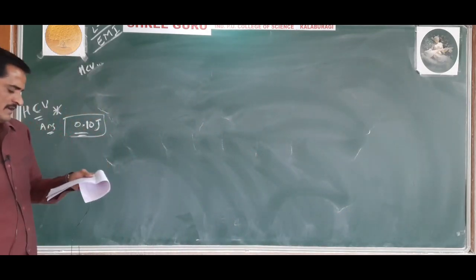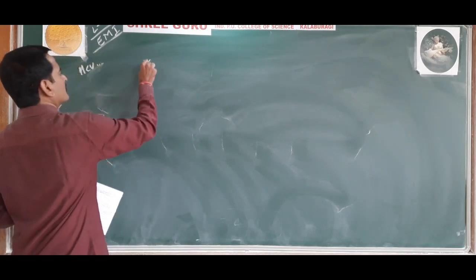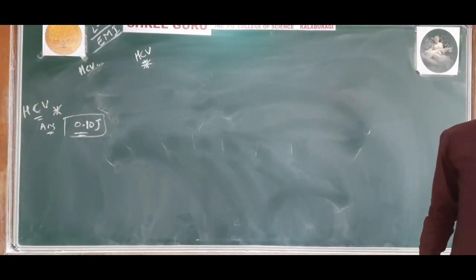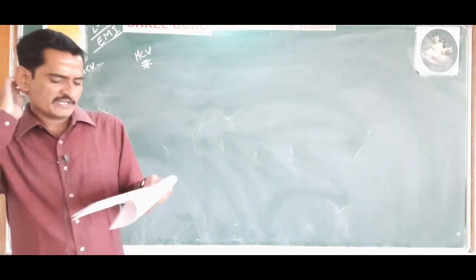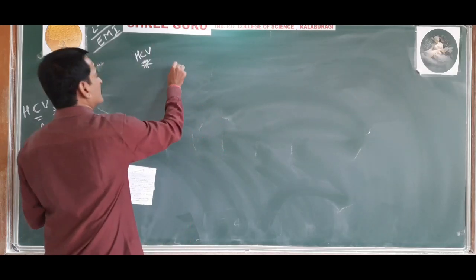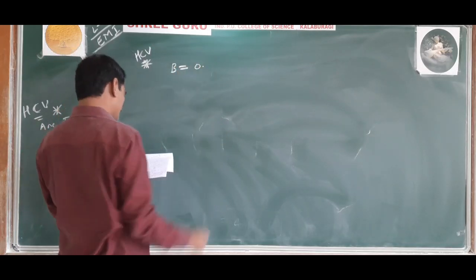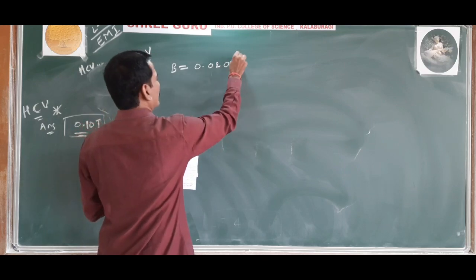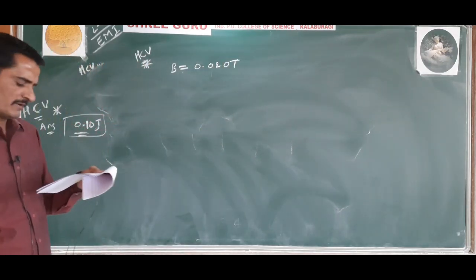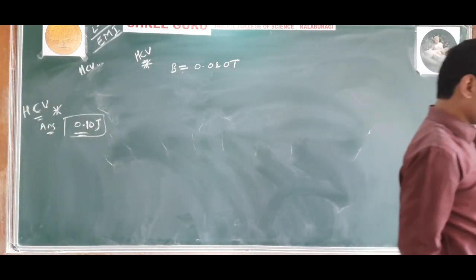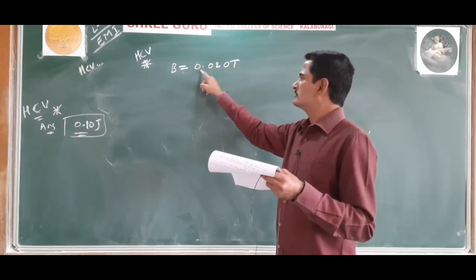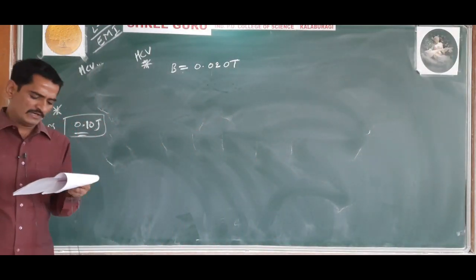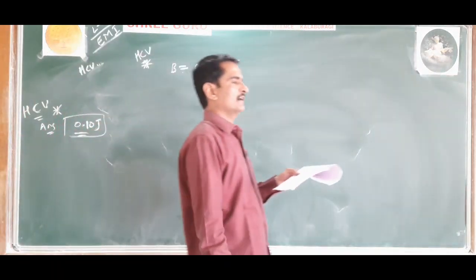Next question. A conducting circular loop is placed in a uniform magnetic field, capital B is equal to 0.020 Tesla, with its plane perpendicular to the field.